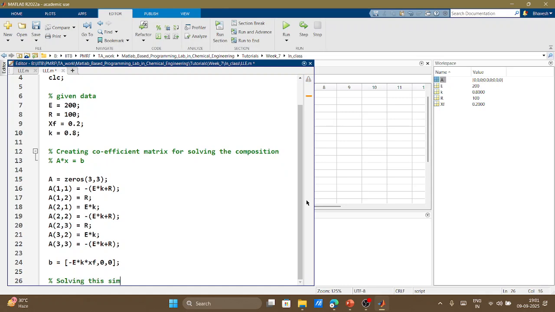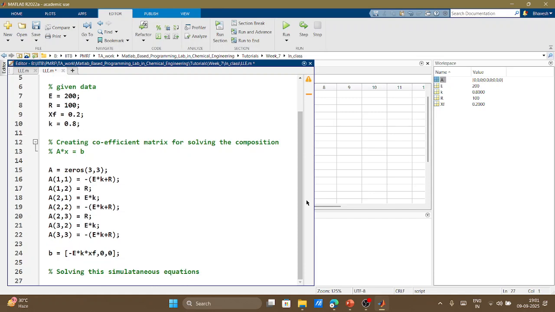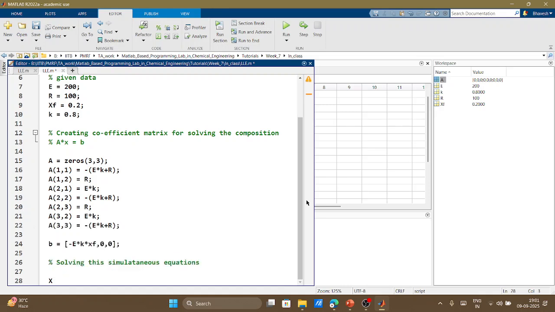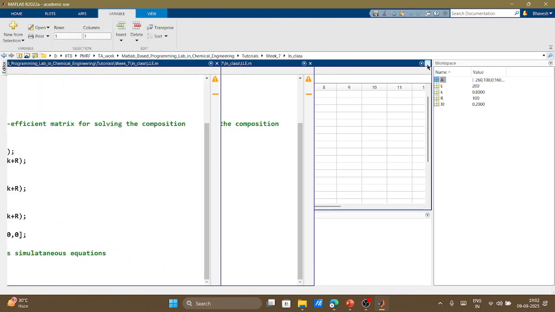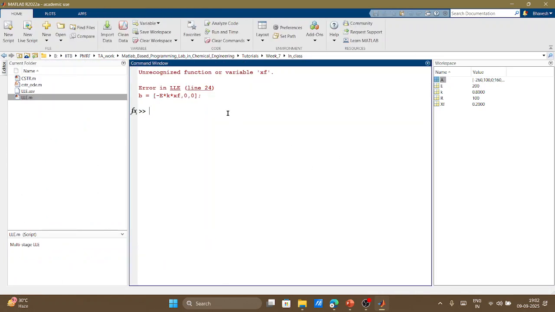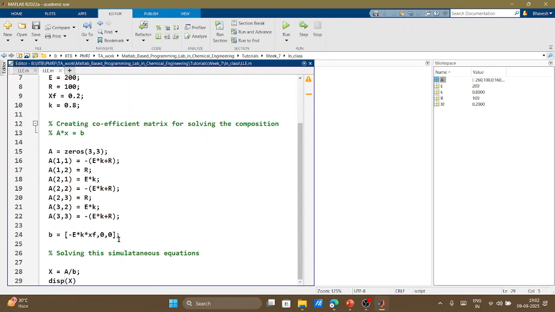So solving these simultaneous equations, my x becomes A by B, right? So I'm using this backslash division operator to solve the problem, right? And then I will display x. I'm getting some error. XF, oh, it's capital X.